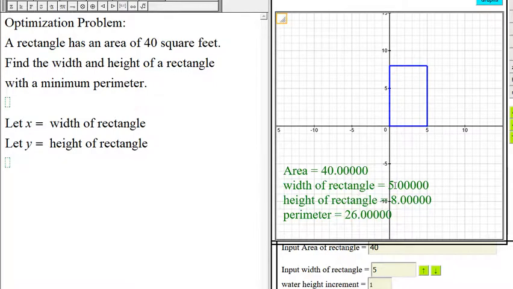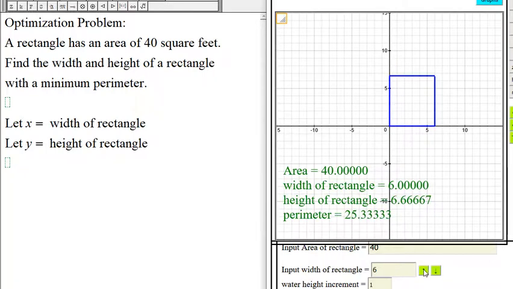Now we change the width. If we let the width be 6, be 7, then we get a different perimeter. Here's another one. We let the width be 10 and the height be 4, and then the area is going to be 40. 10 times 4 is 40. And then the perimeter will be 10 plus 4 plus 10 plus 4, so that's going to be 28. Again, we'd like to know which combination of width and height will give us the smallest perimeter.